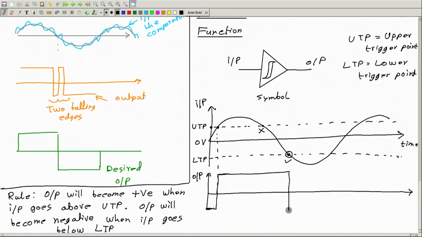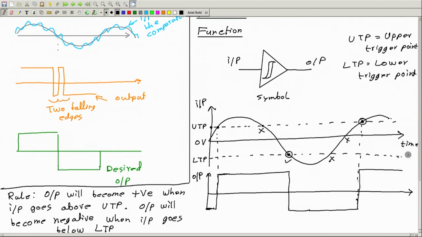Then it will stay here. How long? Up to this point, when input goes above the upper trigger point again. So it will not change here, even if the input is crossing the lower trigger point, no, not here. It will not change here when the input is going from negative to positive, no, not here, but only here. Okay, and then it will stay positive until it crosses the lower trigger point again.